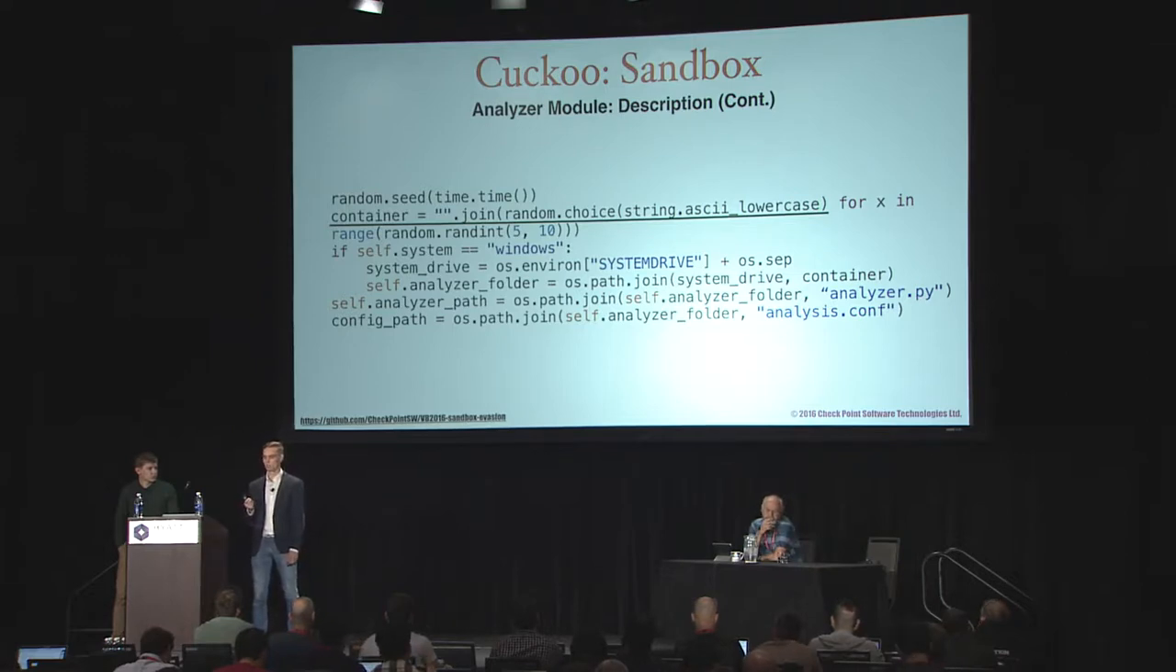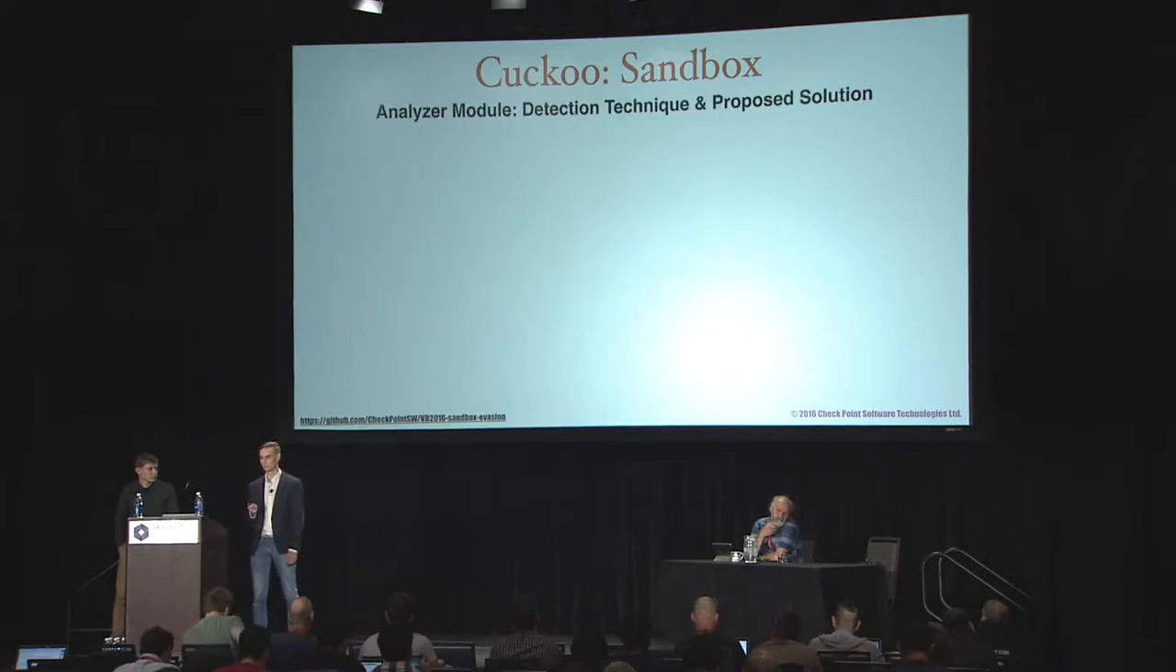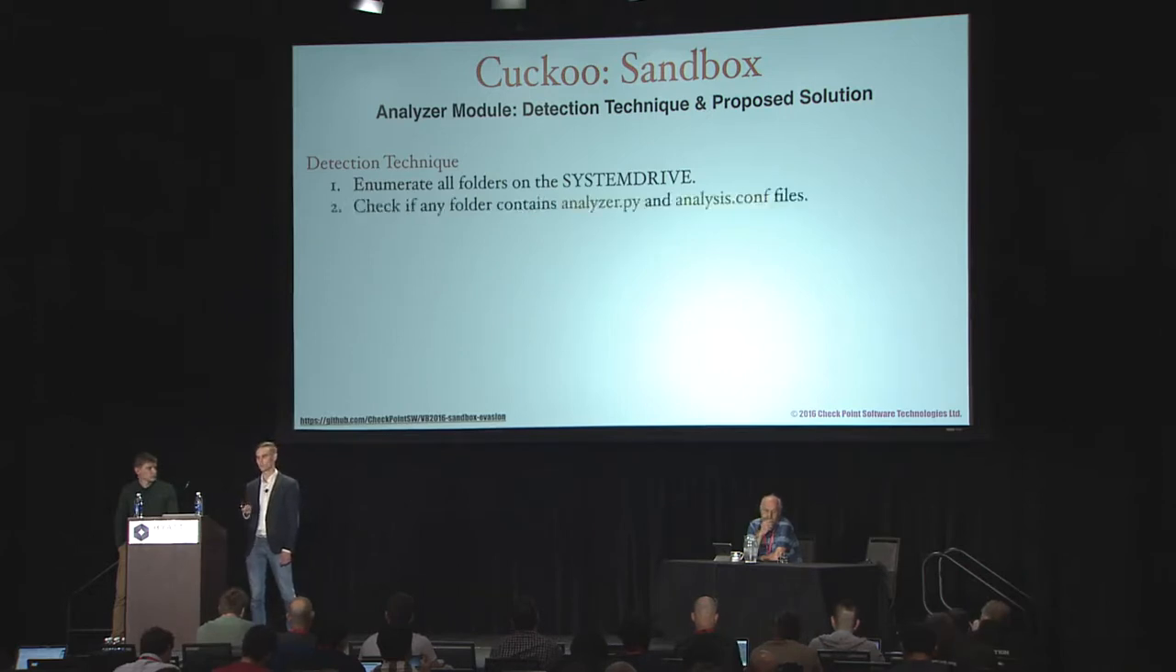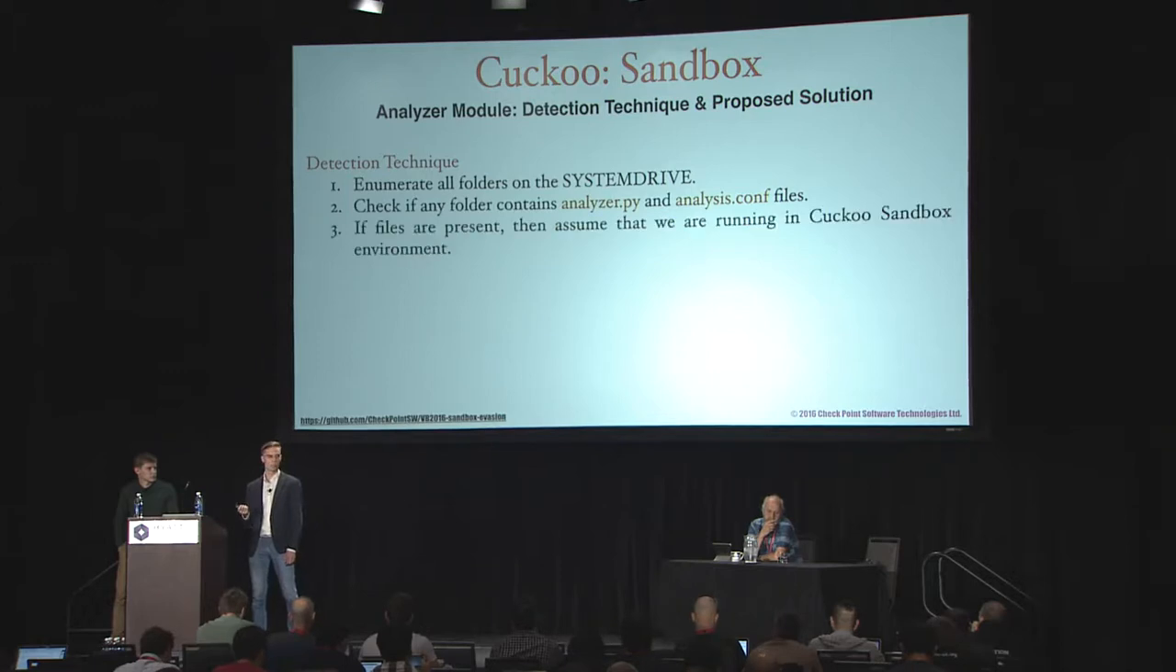But the problem is that in that folder we store two files with the names analyzer.py and analysis.conf, and this looks like an easy way to detect the presence of Cuckoo Sandbox. All we need to do is enumerate folders on the system drive. We check if any folder contains both files, and if the files are present, then we assume that we are running in a Cuckoo Sandbox environment. The proposed solution is pretty straightforward.